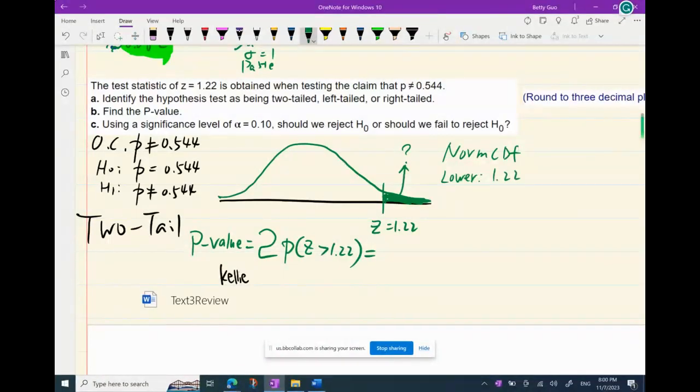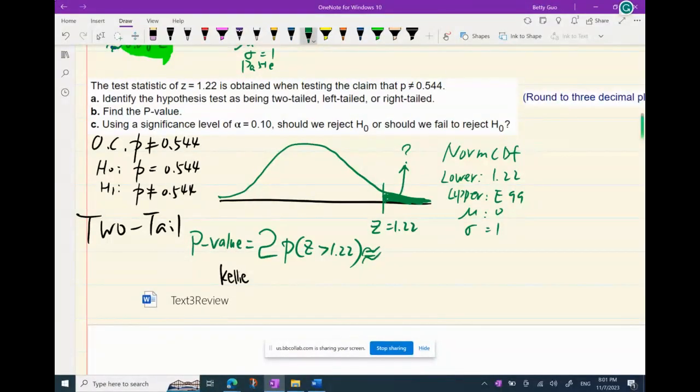Lower is 1.22. Upper is double E 99. Mu is 0, sigma is 1, paste, right? Let me enter the answer. Yeah, 1.22, and the upper is infinity. Then I have this value, and I'm going to multiply that value by 2. Don't forget that. Multiply the value by 2, and then round it to 3 decimal places.